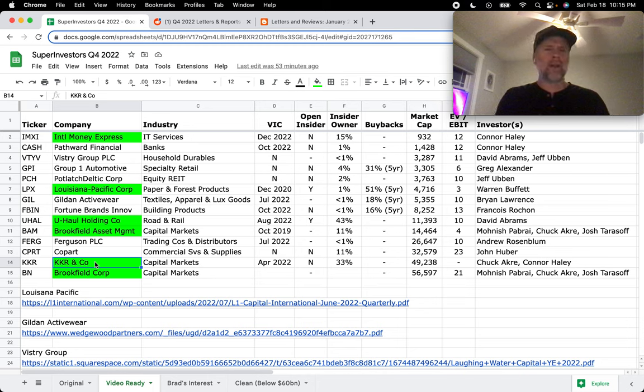I think I've talked enough about KKR. This BN, Brookfield Corp. Brookfield Asset Management and Brookfield Corp. were the same company. I think sometime in the fourth quarter of last year, they separated. One was spun off. So that's why these show up as separate entities. Not much more to say about that.